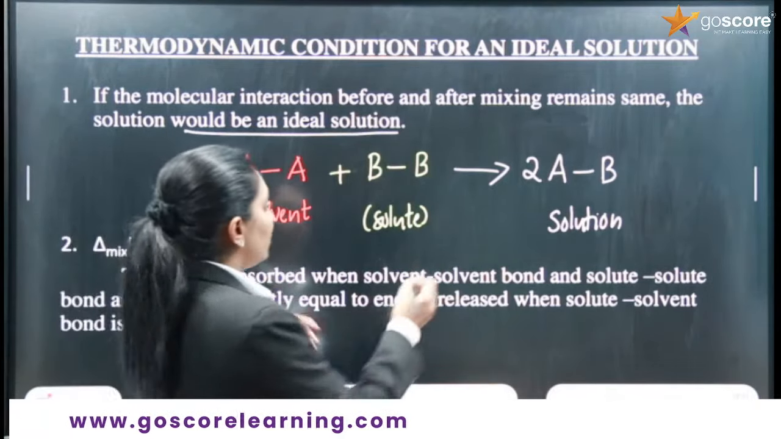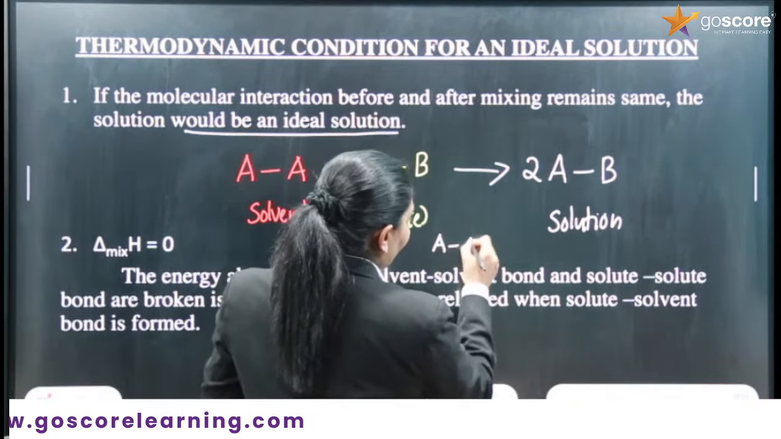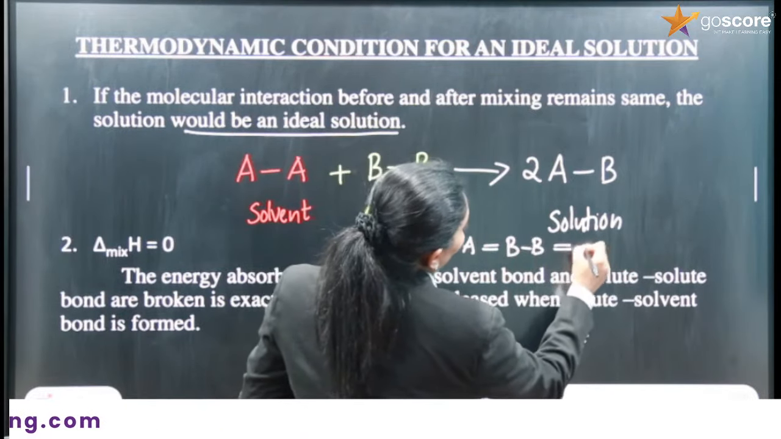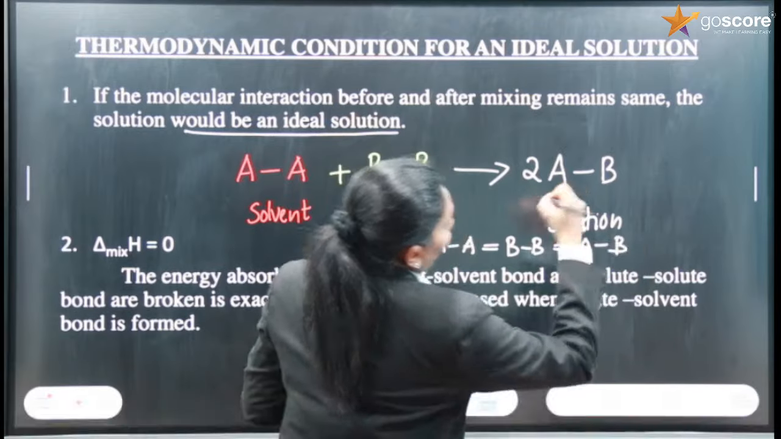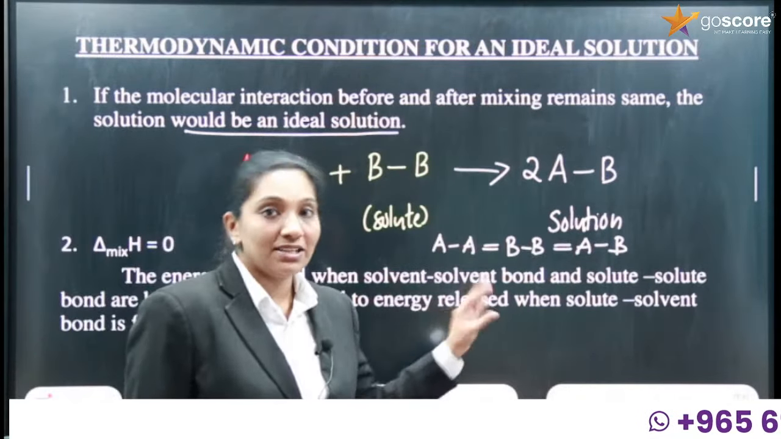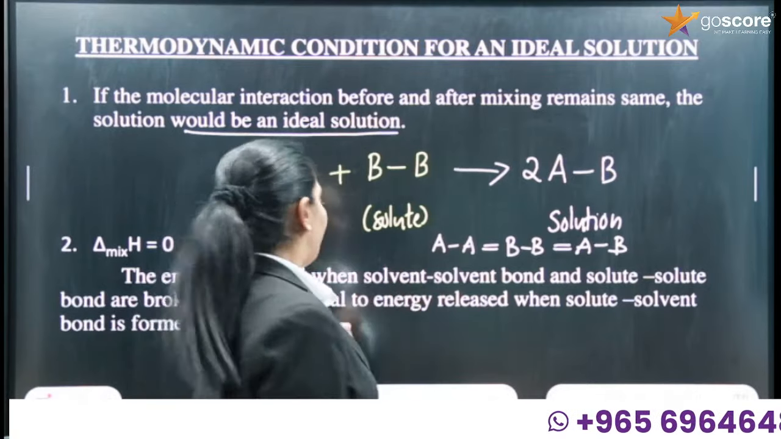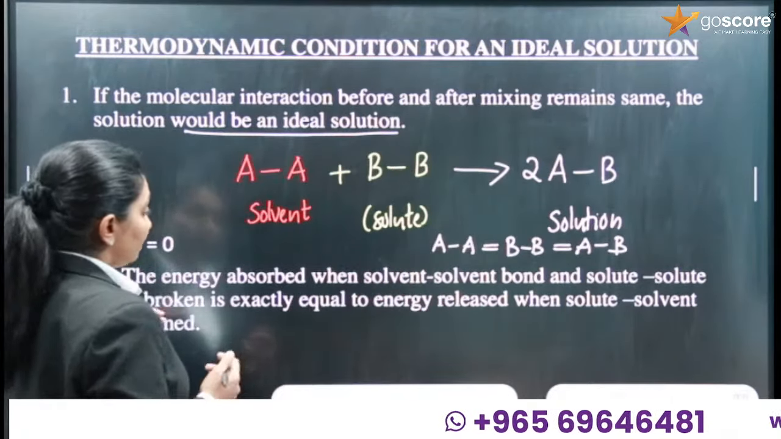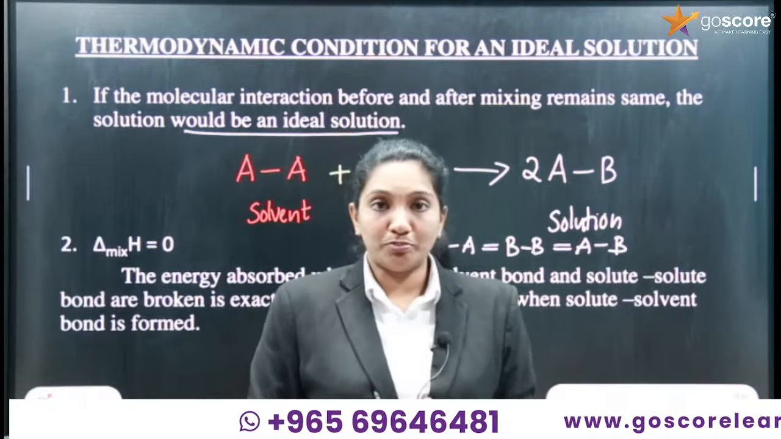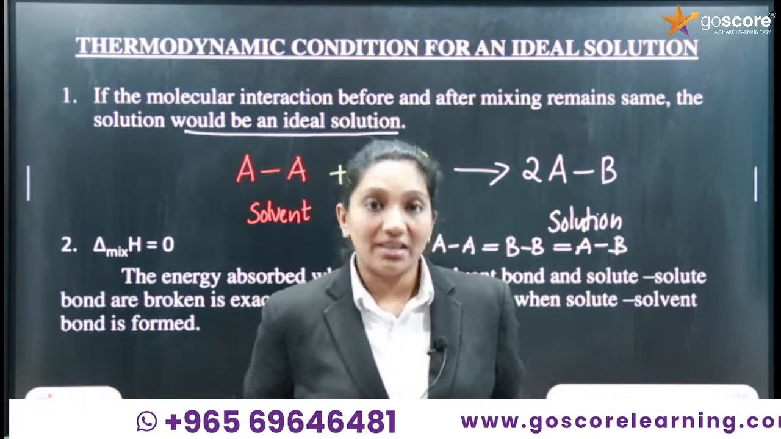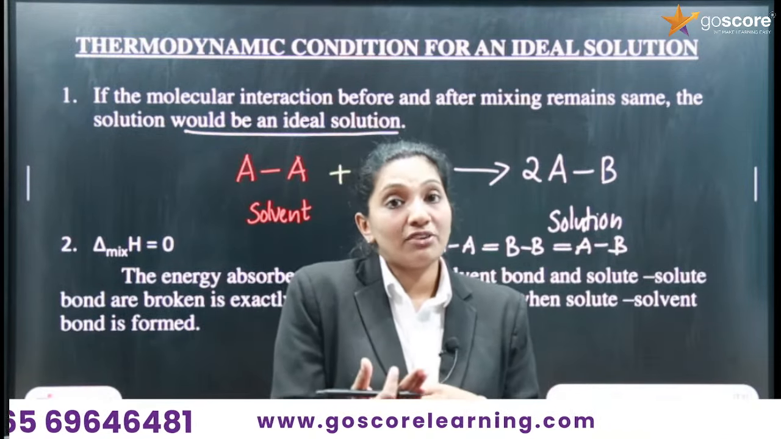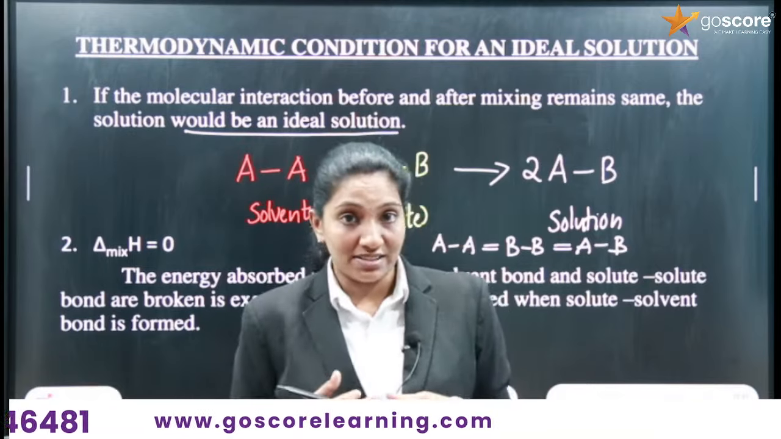So for an ideal solution, what we can say is that the AA interaction is equal to the BB interaction, which is equal to the AB interaction. Then only the solution will be an ideal solution. Understood? Also see here, we know that whenever there is breaking of bonds, energy is utilized. Energy is required there, right?